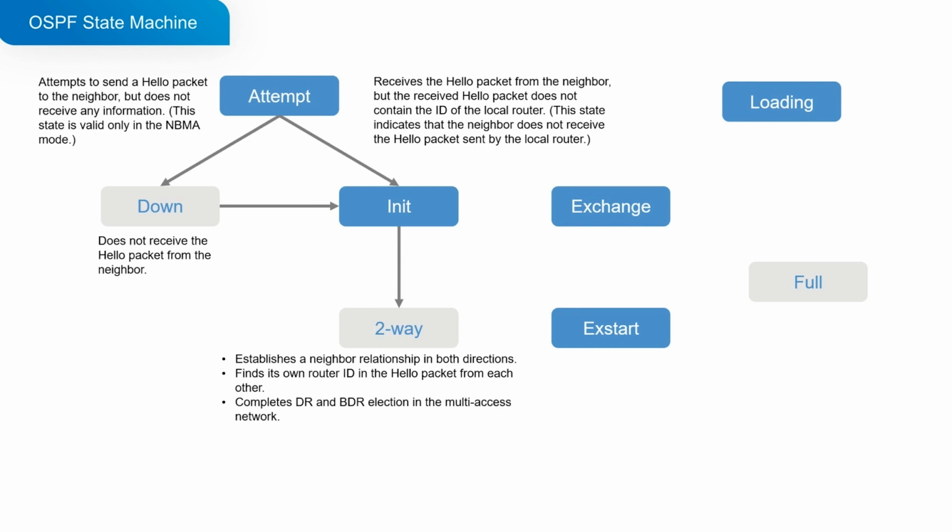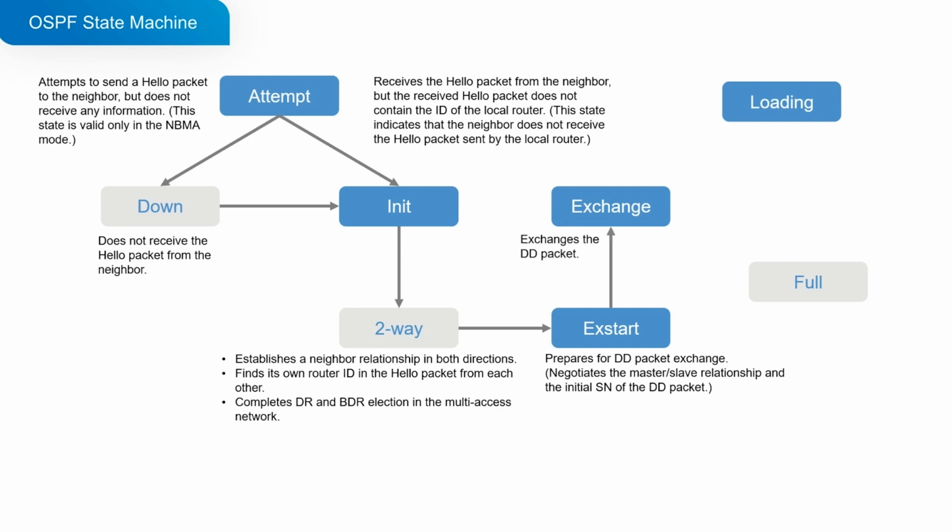And it completes the DR and BDR election in the multi-access network at this step. The next step is from two-way to start. We know start is to choose the master and slave, and to choose which router can send the packet first. So for start, we exchange the DBD packet. The DBD packet doesn't include any LSA information; we just use the DBD packet to choose which is the master and which is the slave.